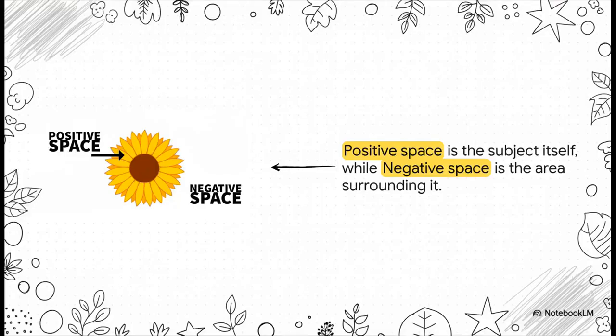This sunflower is such a great way to get it. The flower itself, the main subject, that's the positive space. But just as important is all that white area around it. That's the negative space. That negative space is what defines the shape of the flower and gives our eyes a place to rest. A great design uses both of them on purpose.